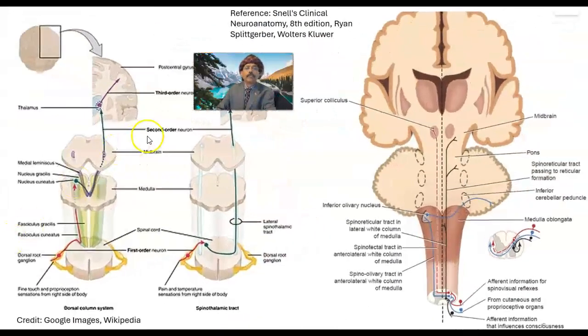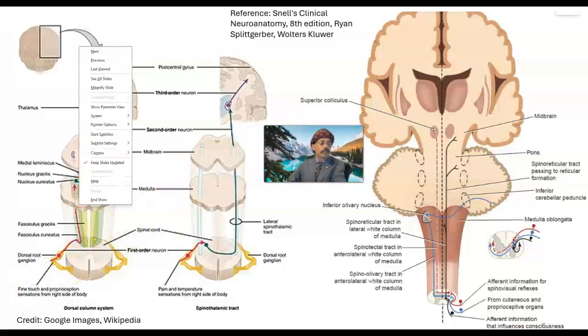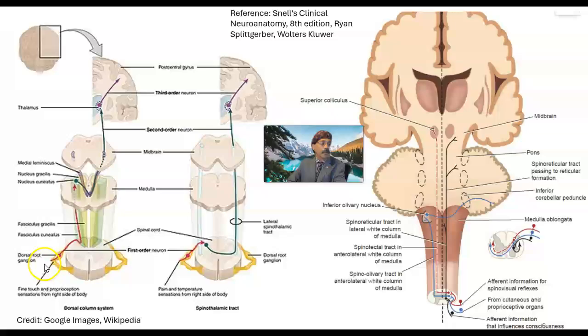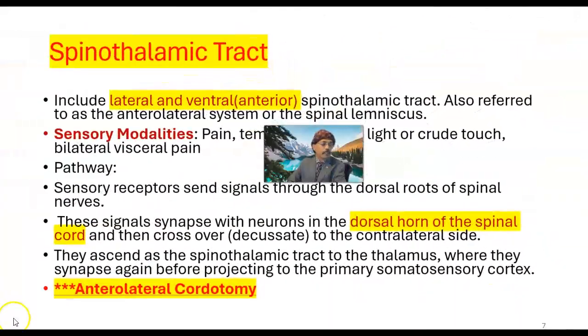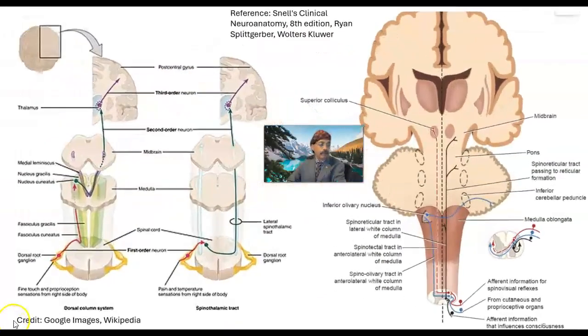Here is the pathway. Dorsal root ganglion, then going to the fasciculus cuneatus. It may go through fasciculus gracilis also, suppose in the lower part of the limb. From the upper part of the limb, there are two different paths: the lower part, the fasciculus gracilis, and the upper part, fasciculus cuneatus, going up to the nucleus gracilis here also.